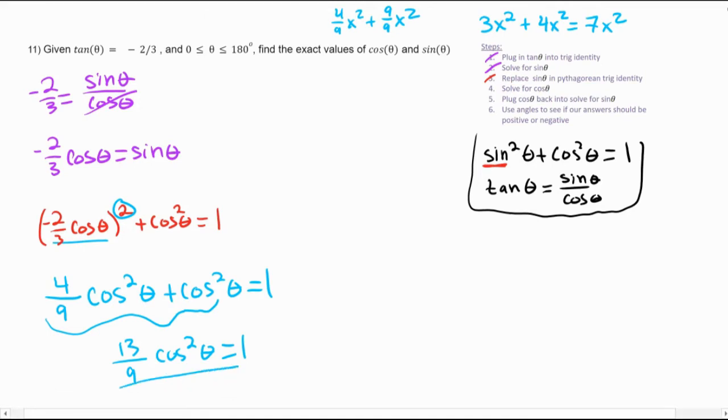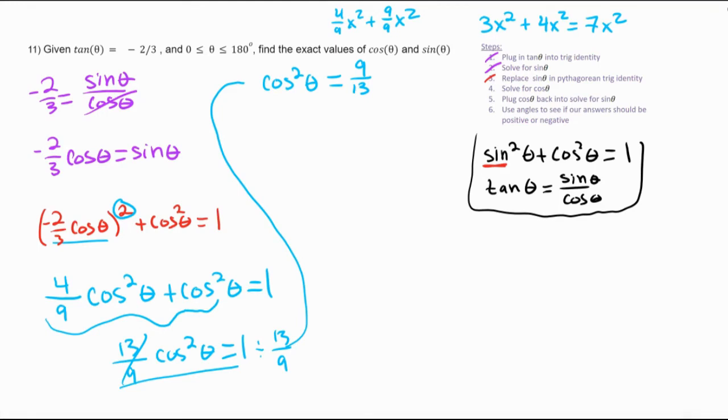So dividing both sides by 13 over 9. And remember, when I do 1 divided by 13 over 9, first of all, that's going to cancel out on the left side. It's really like saying I'm doing 1 and I'm multiplying it by the reciprocal, which is 1 times 9 over 13. So let's bring this up here. So I'll get cosine squared theta by itself equals 1 times 9 over 13, which is just 9 over 13. All right, that was the toughest part.